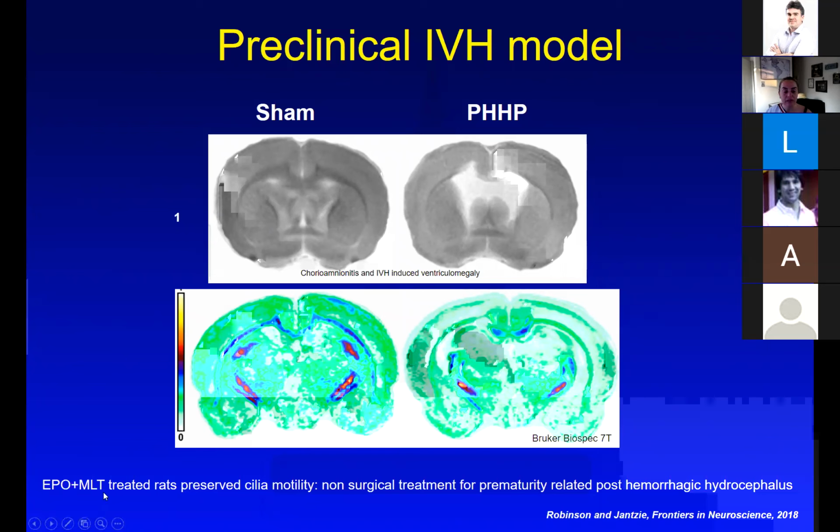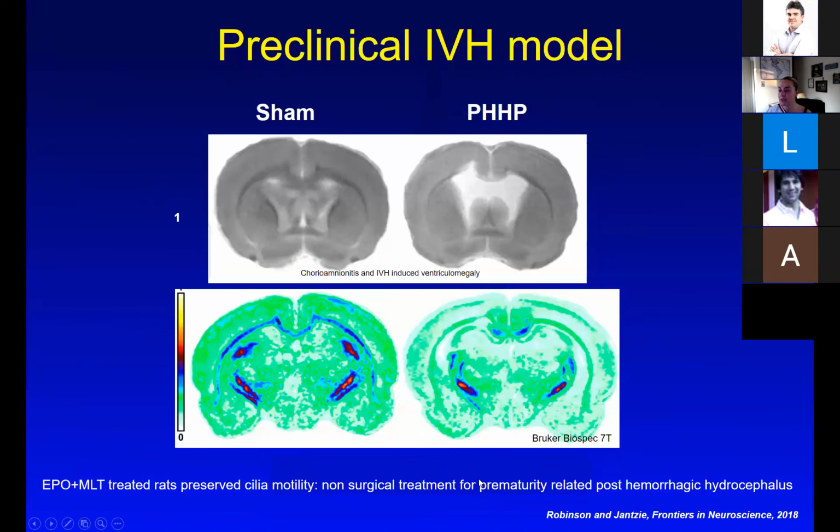If the rats had preserved cilia motility, which can be enhanced by EPO and melatonin, non-surgical treatment can be an option for them.